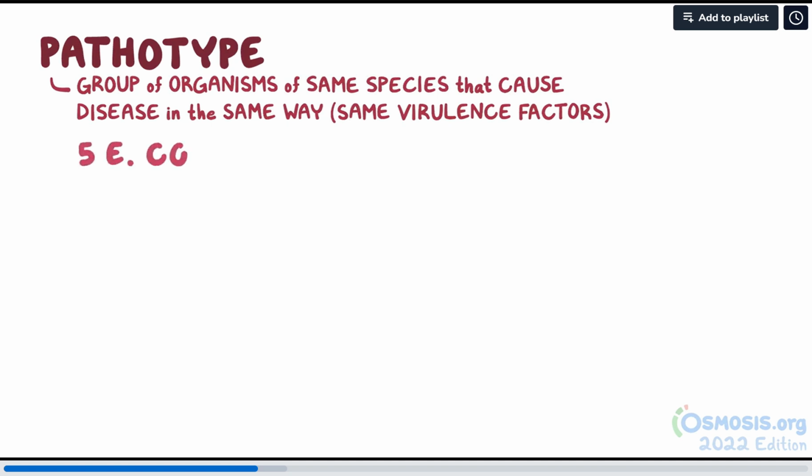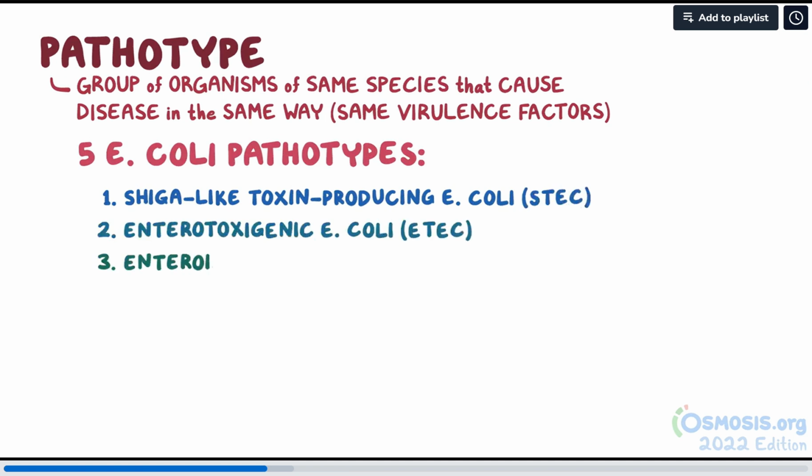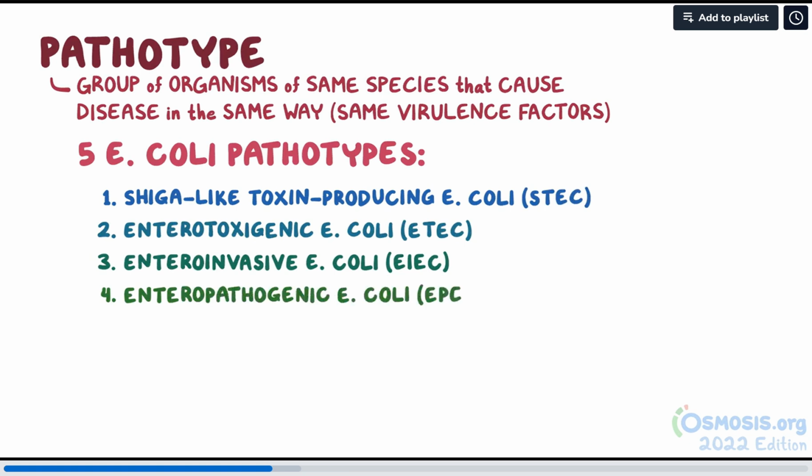And there are 5 E. coli pathotypes: Shiga-like toxin-producing E. coli, or STEC for short, enterotoxigenic E. coli, or ETEC, enteroinvasive E. coli, or EIEC, enteropathogenic E. coli, or EPEC, and uropathogenic E. coli, or UPEC.